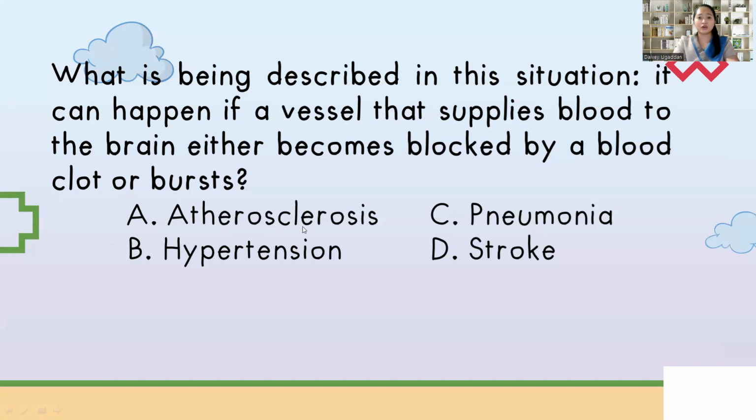Now, atherosclerosis is the fatty build up in your arteries. So there is a blockage because of the fatty build up. B, hypertension. Hypertension is the increase in the blood pressure. And D, stroke, which actually is the blockage of the blood supply in the brain. So the answer to this one is letter D, stroke.